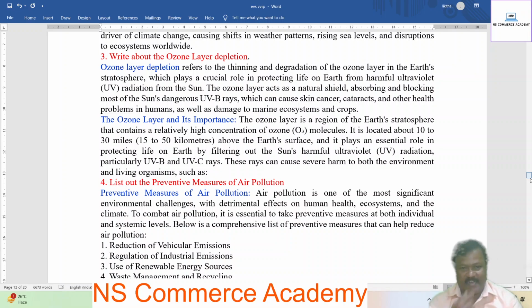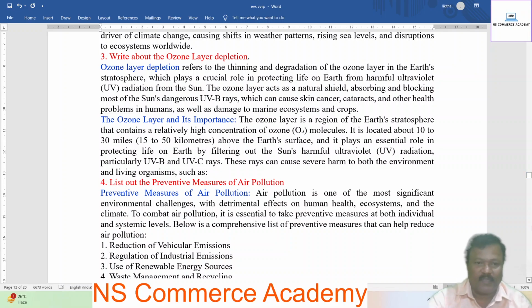The ozone layer and its importance. The ozone layer is a region of the Earth's stratosphere that contains a relatively high concentration of ozone, O3 molecules. It is located about 10 to 30 miles, 15 to 50 kilometers above the Earth's surface, and it plays an essential role in protecting life on Earth by filtering out the sun's harmful ultraviolet radiation, particularly UVB and UVC rays. These rays can cause severe harm to both the environment and living organisms.